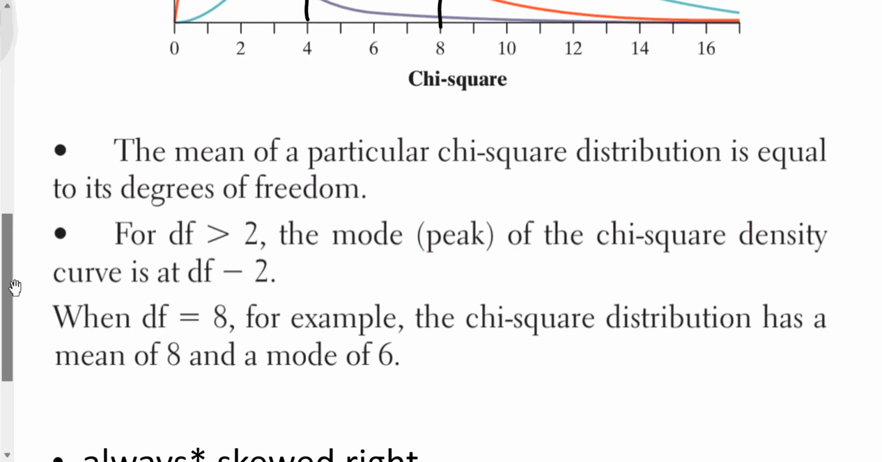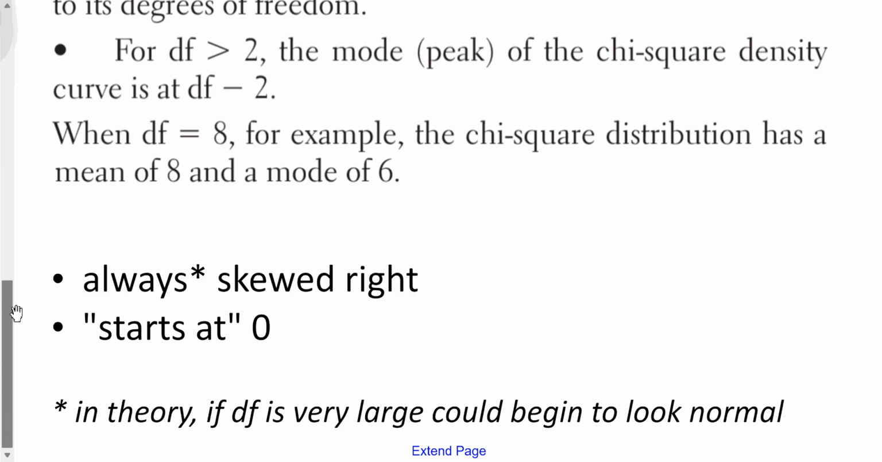For anything greater than 2 in degrees of freedom, the mode, the peak of the chi-squared density curve, is at degrees of freedom minus 2. We'll get to that later. When degrees of freedom is 8, for example, the chi-square distribution has a mean of 8 and a mode of 6. That's what the mode would be. It's always skewed right. Theoretically, it could look a little more normal the higher the number of degrees of freedom. But because it always starts at 0, it's going to have that skew look.